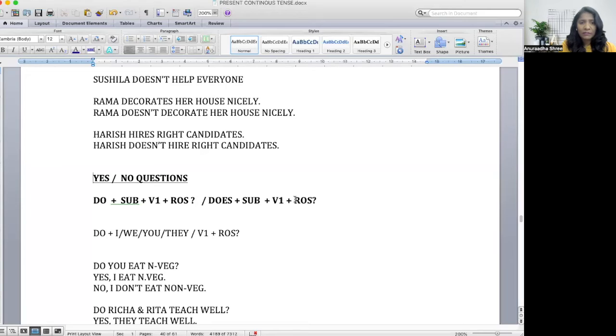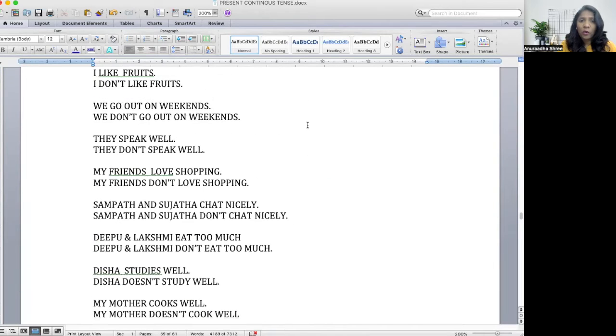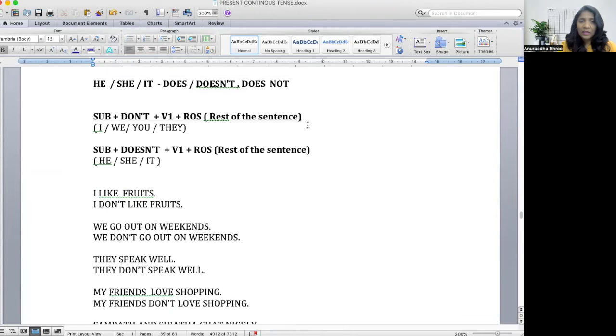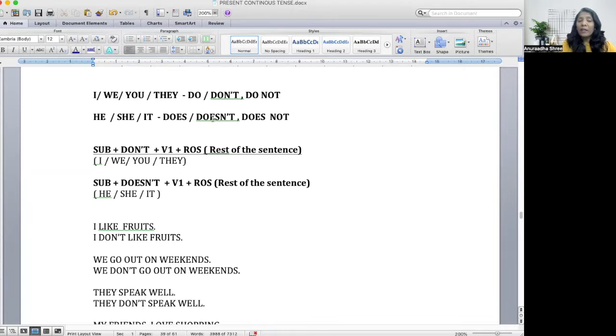So when I say negative forms, there are also questions here. So here the helping verb is do or does. This is a sentence we did. We use do or does. When the subject is I, we, you, they, we use do, and the negative is don't or do not. When the subject is singular, like he, she, it, we use does, or doesn't or does not. Do and does are used to make questions. Okay, we'll explain that to you later.